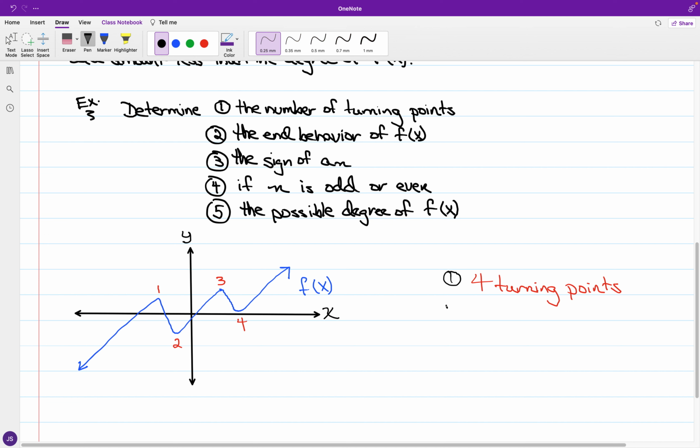And for the end behavior, you're looking at the far left and far right. In this case, at the extreme left you have down to the left, or falls to the left. And at the extreme right, you have moving upward, up to the right, or rises to the right.